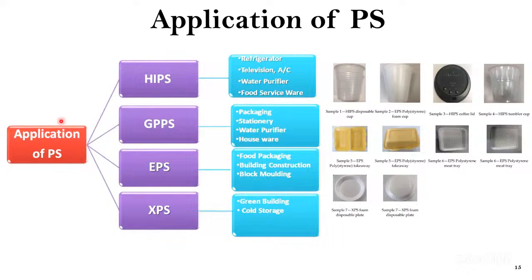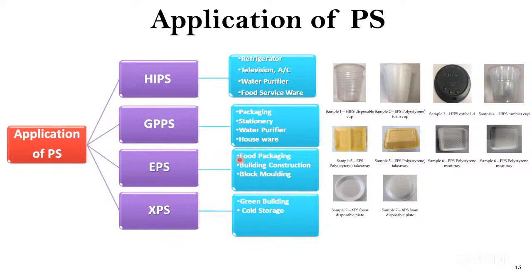We have discussed this HIPS. It can be used in your refrigerator, television, AC components, or the water purifier, food service. These are a few things where this HIPS polystyrene is used. And this GPPS, they are using mainly in packaging, stationery, water purifier, and houseware stationery things.